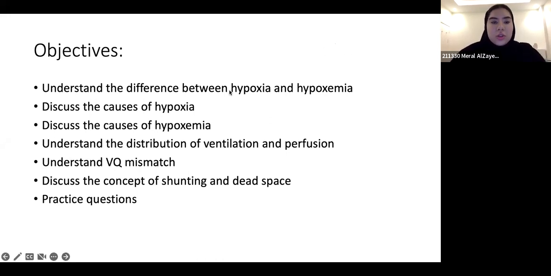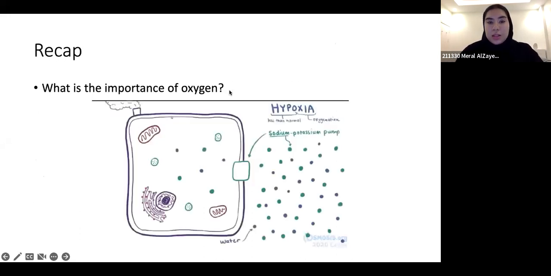Okay. So first, let's recap. What is the importance of oxygen? You guys can answer in the chat. Okay. Yeah, okay. So you're right. But why do we need to do that? So exactly, to produce energy. So oxygen is important for many mechanisms, including oxidative phosphorylation for the production of ATP.